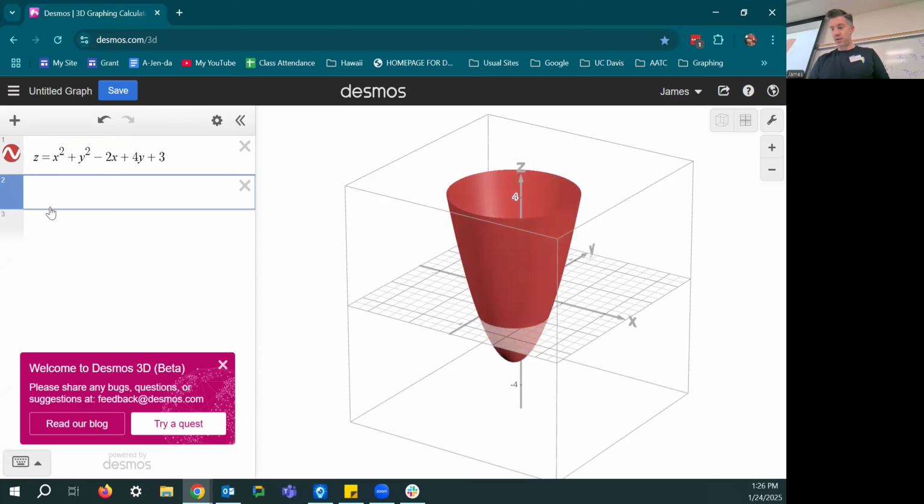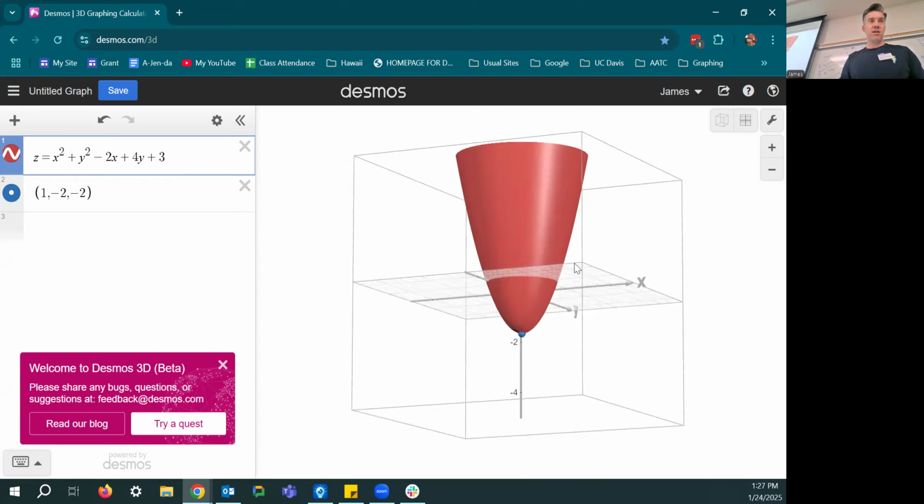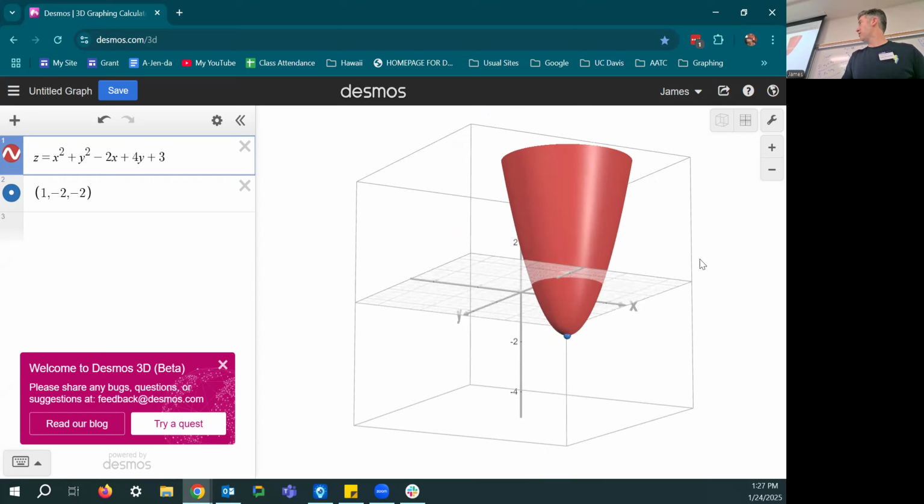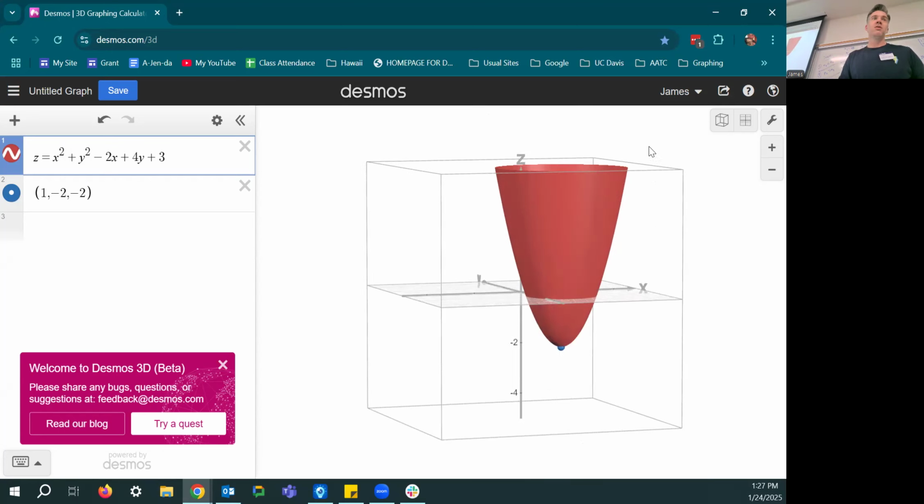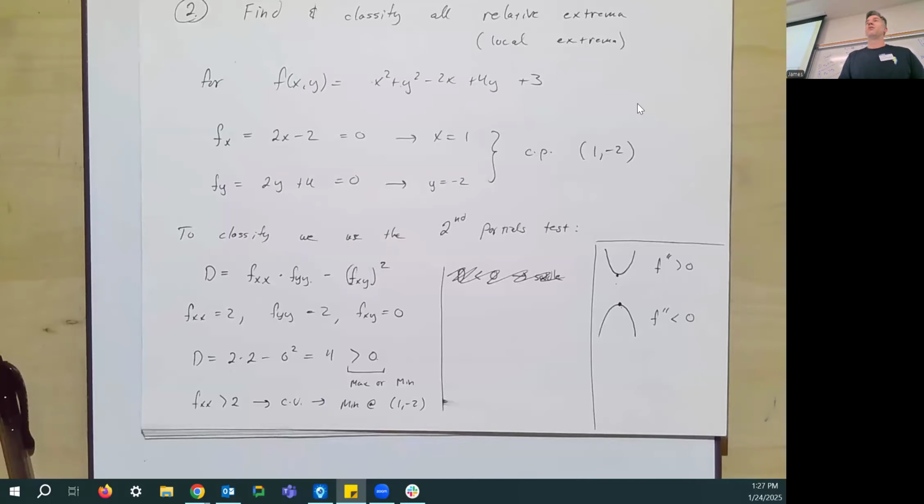That point was x is 1, y is -2, and I guess I have to plug it into the function to find the z value. Let's see. 1 plus 4 is 5, -2 is 3, -8 is -5, plus 3 is -2. There it is. You can kind of see it at the very bottom there, right? Oh, yeah, look, there it is. Our minimum right there at the very bottom of my paraboloid. So let's go ahead and write down the criteria here.